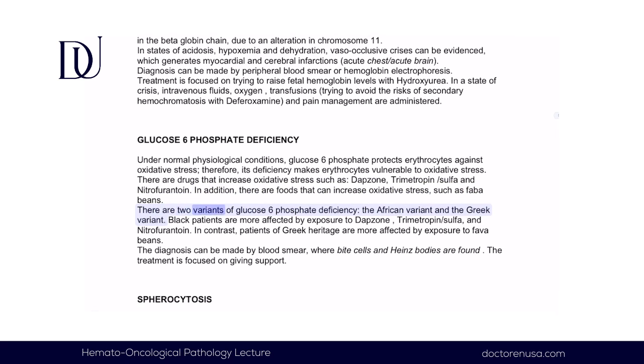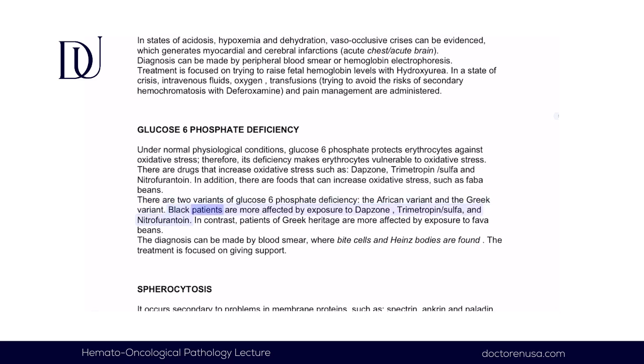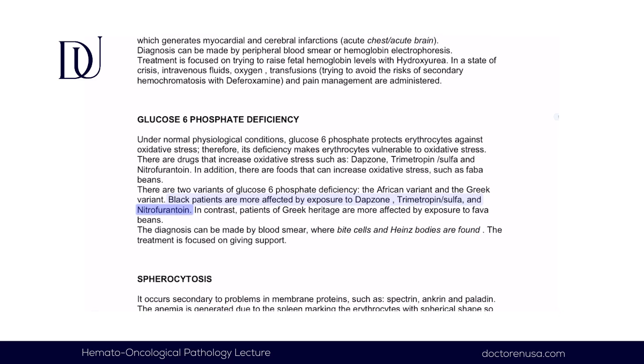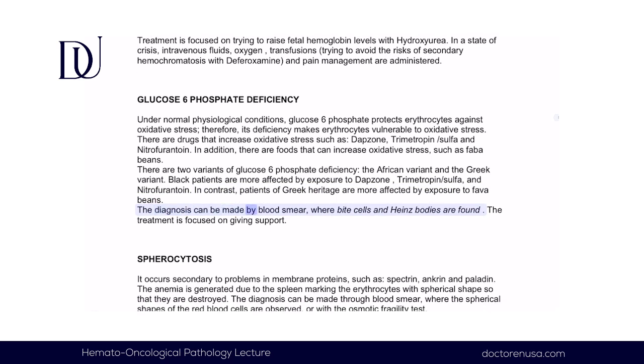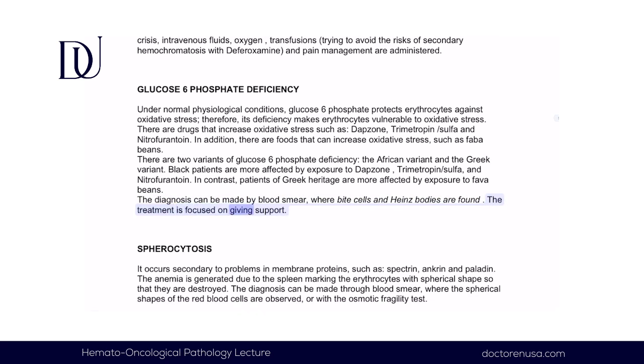There are two variants of glucose 6-phosphate deficiency, the African variant and the Greek variant. Black patients are more affected by exposure to dapsone, trimethoprim/sulfa, and nitrofurantoin. In contrast, patients of Greek heritage are more affected by exposure to fava beans. The diagnosis can be made by blood smear, where bite cells and Heinz bodies are found. The treatment is focused on giving support.